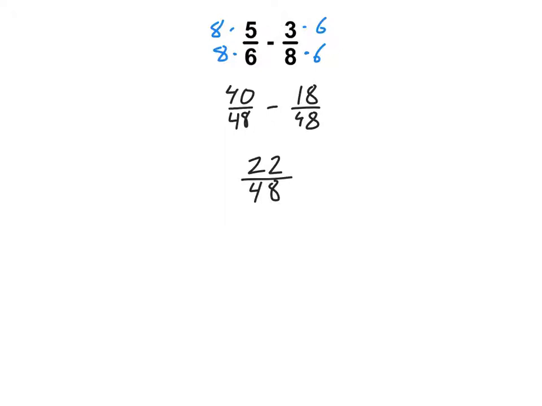But what do you notice about this answer? Yep, we can reduce it. And so I now need to reduce this answer. To reduce it, that means I divide top and bottom by the same number. Notice I can divide both of them, in this case, by 2. So it gives me 11 over 24.